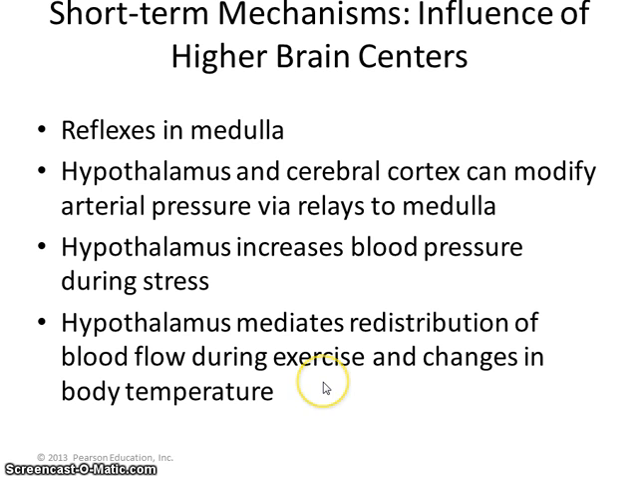It also changes the distribution of blood flow. So when you're exercising or you're really warm, your blood goes more superficially, whereas if you're cold, it stays more internally.